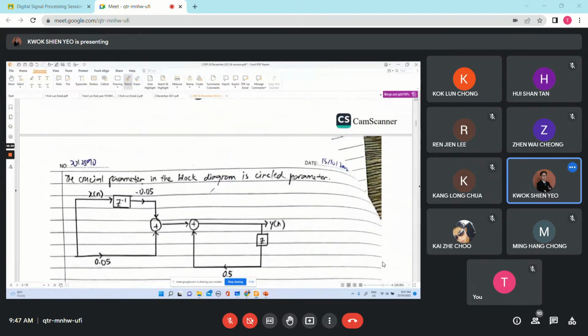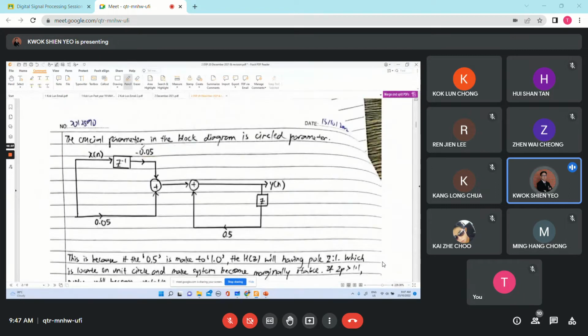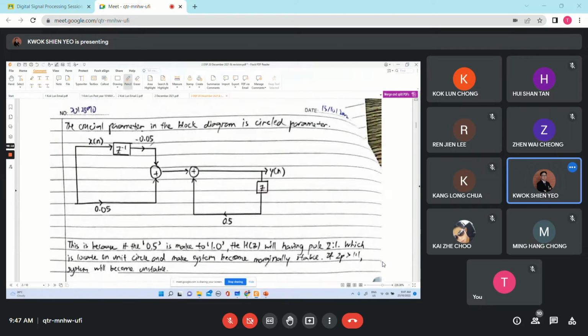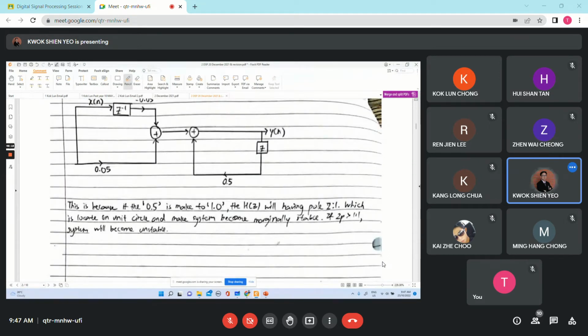Okay, so the crucial parameter in the block diagram is the circle parameters. Okay, so this is the questions on, okay. So you say that if I adjust this to this, then the H(z) will have this. So from these difference equations, you are able to deduce the H(z). From difference equation to H(z), I think everyone by now should know how to do.